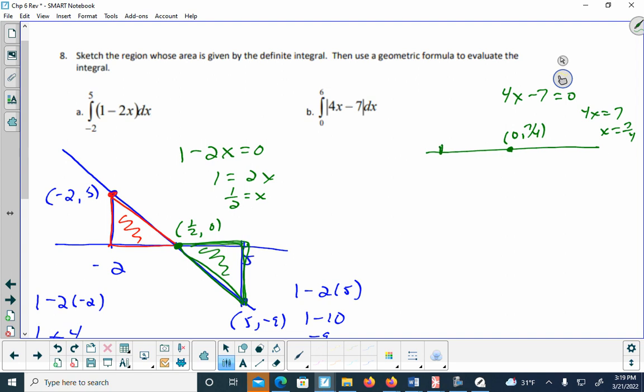Then I'm going to mark 0 here somewhere. And when I substitute in 0, I'm going to have 4 times 0 minus 7. So I'm going to have negative 7, so the absolute value makes it 7. So this goes like that. And then I'm going to have this point here, which is (0, 7). And then this one over here, the square root means nothing.